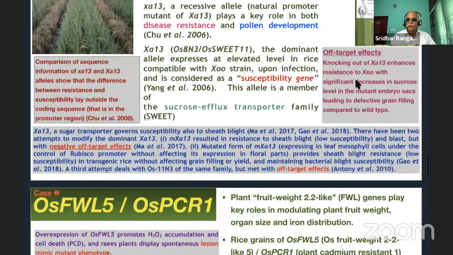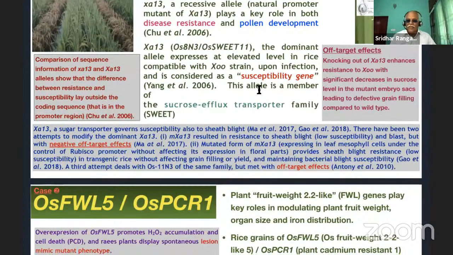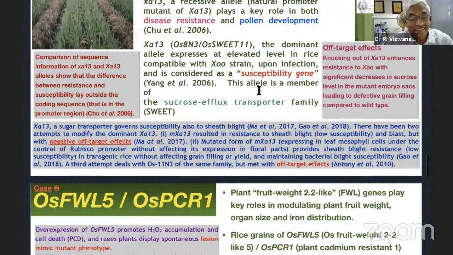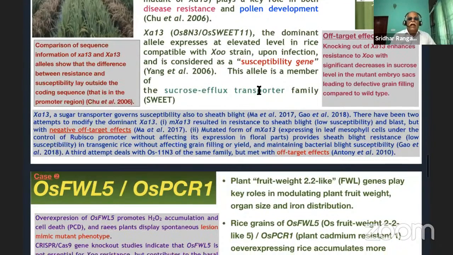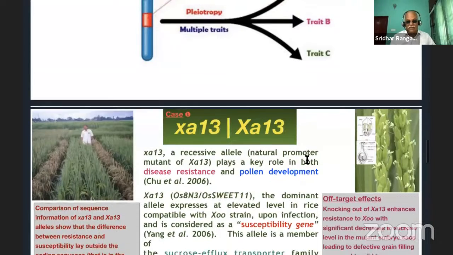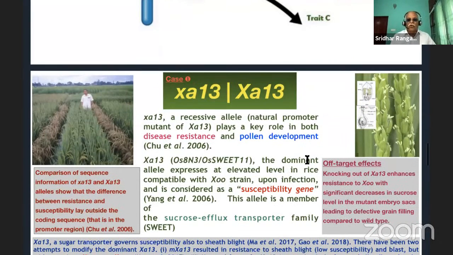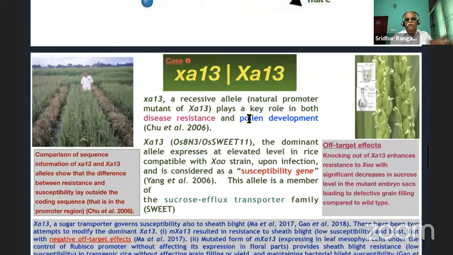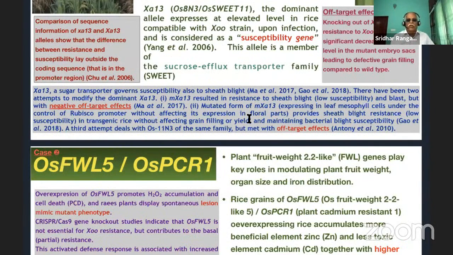Okay. This is the thing, off-target effects which are coming there. But the time constraint. The second gene modification has taken place in the promoter region of the gene. So modifying the promoter without affecting the coding sequence is one possibility.